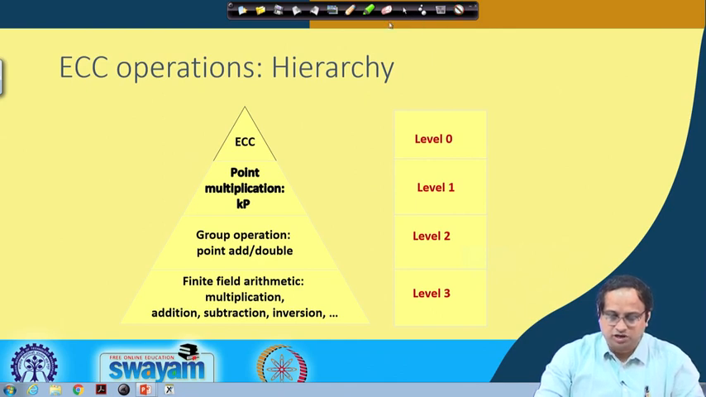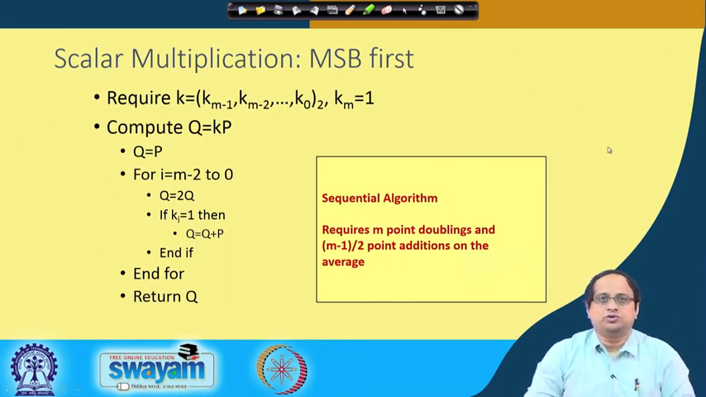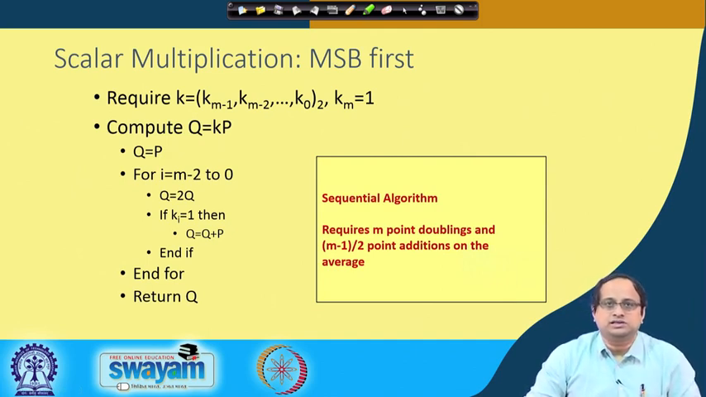So, let us see how we can obtain this scalar multiplication in a more efficient manner. There are some techniques for doing this. The easiest thing to see is what is called the double and add algorithm, but the double and add algorithm operates from the MSB.